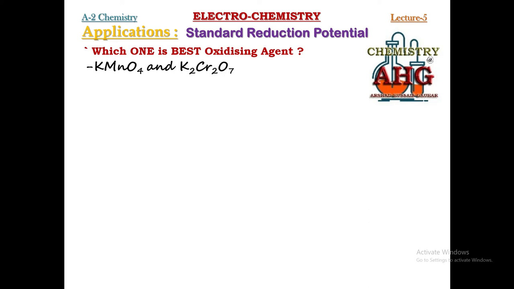But right now in your A2 exams, when you are going to answer this question, you will have to quote the numerical value of standard reduction potential of both these compounds from the data booklet and then you will make a final conclusion. Now let's take the chemical equations of both these oxidizing agents from the data booklet. Remember, in KMnO4 the oxidizing nature is shown by MnO4 minus and in potassium dichromate oxidizing nature is shown by Cr2O7 2 minus. So we will ignore the potassium spectator ion in both these compounds.